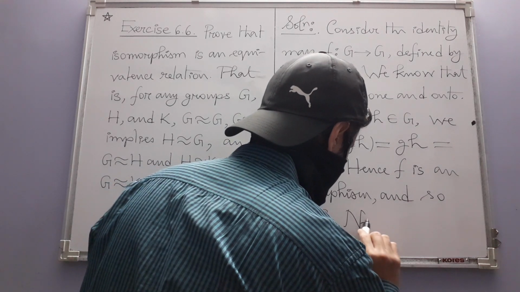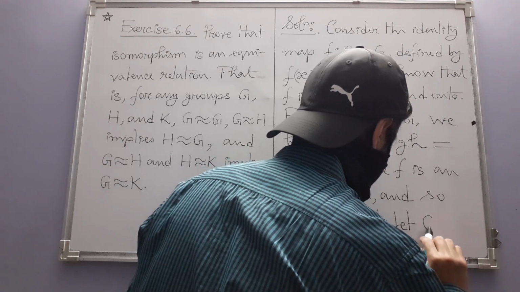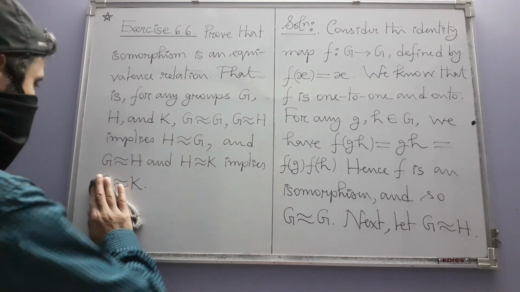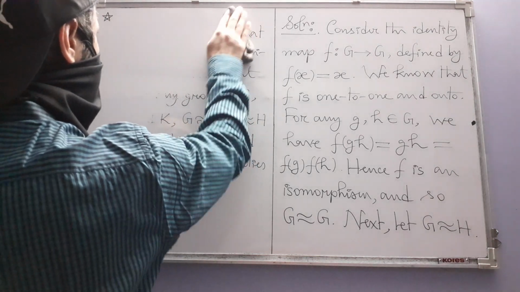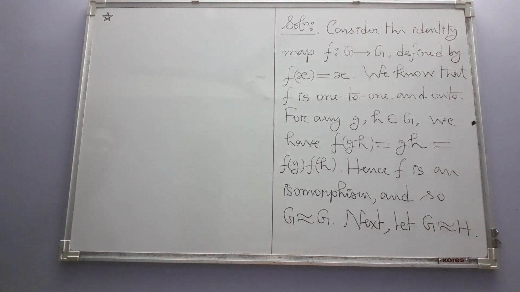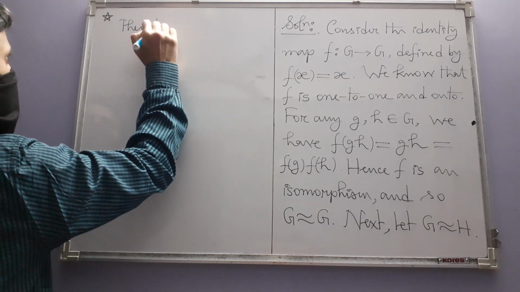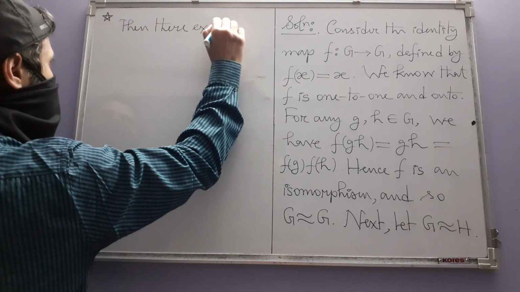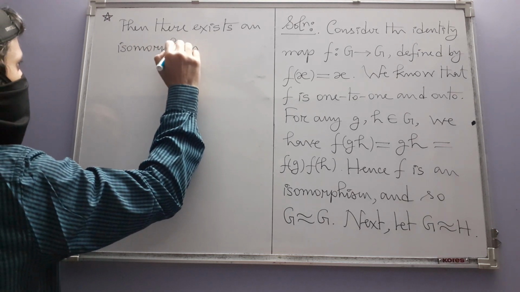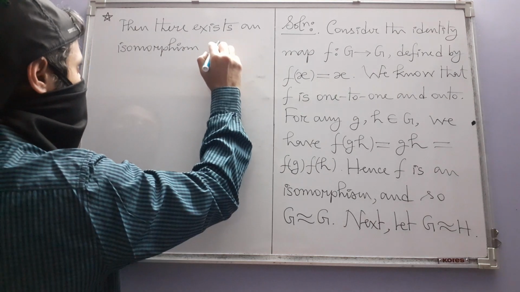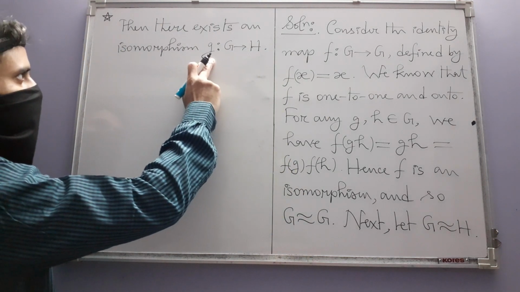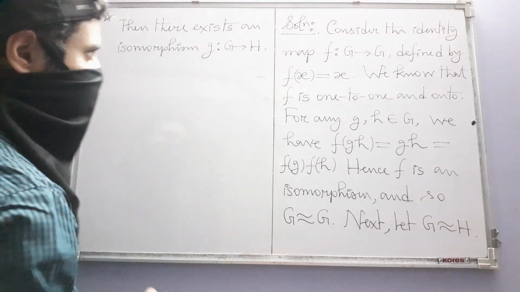Next, let G be isomorphic to H. Then there will be an isomorphism from G to H. Then there exists an isomorphism, say we call it g, from G to H. Now being an isomorphism, as a mapping g is one-to-one and onto, that means it's bijective.